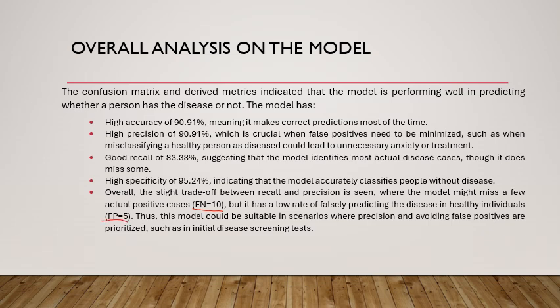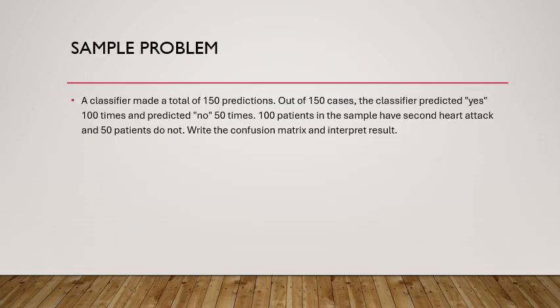Thus, this model could be suitable in scenarios where precision and avoiding false positives are prioritized, such as in initial disease screening tests. We have here sample problems. A classifier made a total of 150 predictions, so we have here our N to be 150. Then out of 150 cases, the classifier predicted yes 100 times. This is our positive. And then predicted no 50 times.